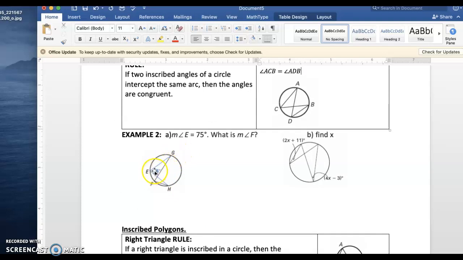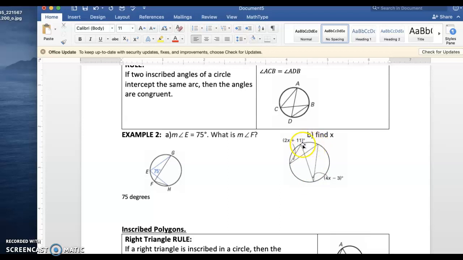I see that angle E is 75 degrees, and that angle itself is intercepting the arc GH, because if I were to draw out this angle, the endpoints are on GH. If I want to find angle F, I see that it's also intercepting the same arc GH, so I know that angle F also has to equal 75 degrees, because they're both intercepting the same part of the circle.